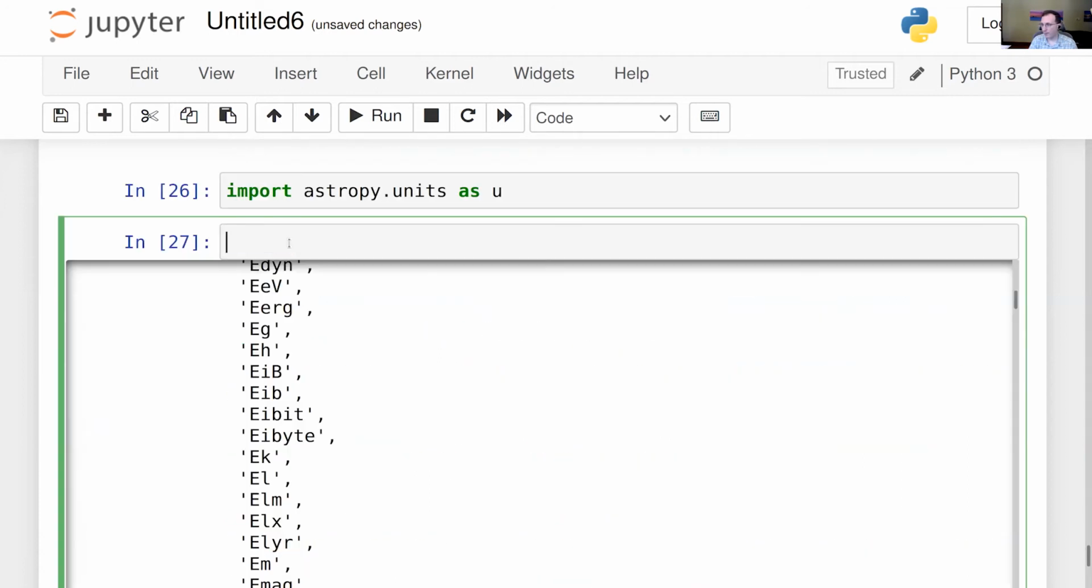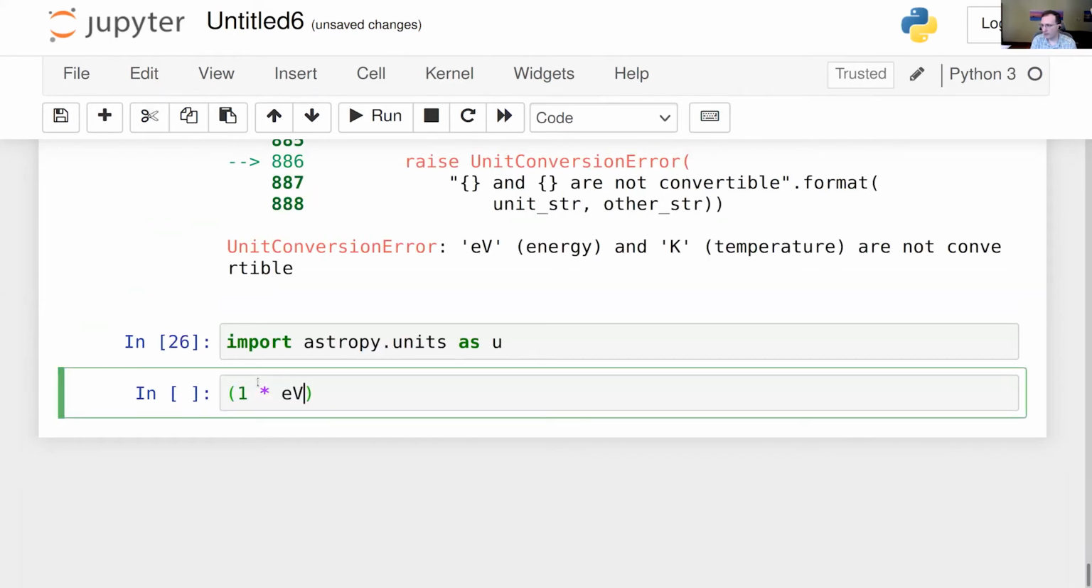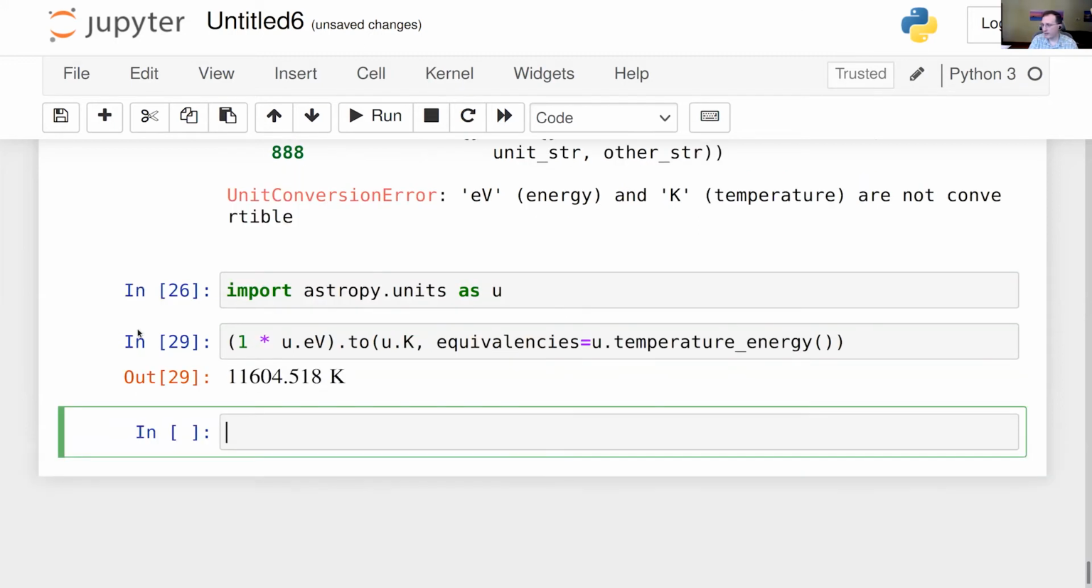But there are situations like in plasma physics where we do want to make this conversion. And to do that, we can use equivalencies. If we want to convert 1 electron volt to u.Kelvin, we can add a keyword called equivalencies and set that equal to u.temperature_energy with parentheses to call this. And then we're able to get that 1 electron volt corresponds to about 11,605 Kelvin.